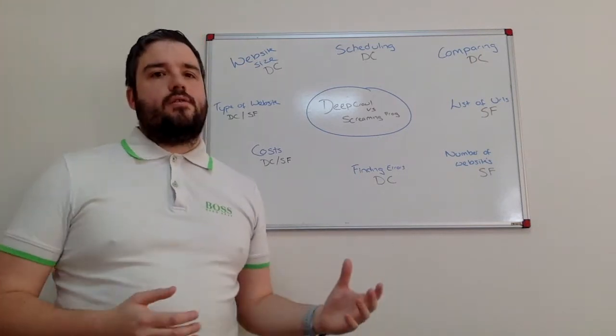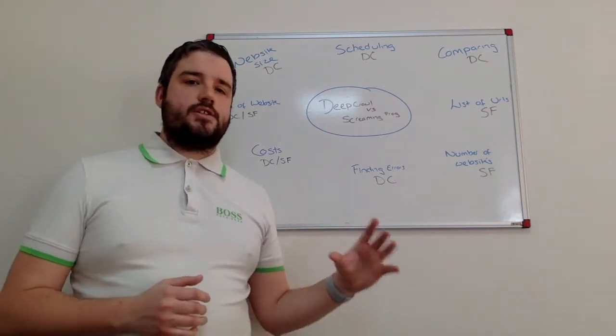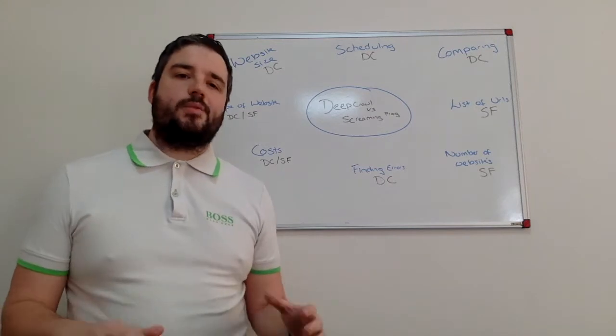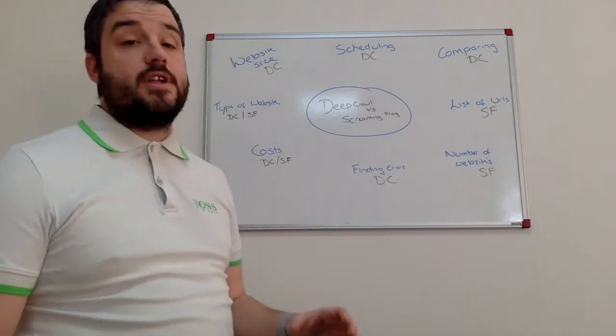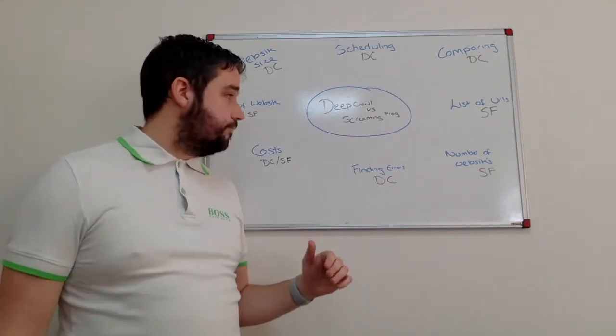Even if the list is 500, 1,000 URLs, Screaming Frog is a tool. Just chuck it in there, go and make a cup of tea, come back, it's usually done. So Screaming Frog definitely wins if you just need to crawl a list of URLs.